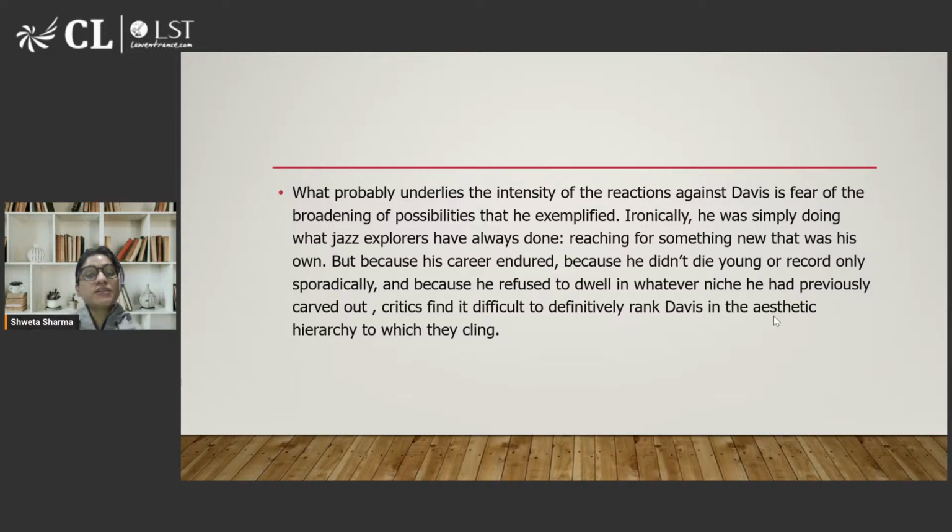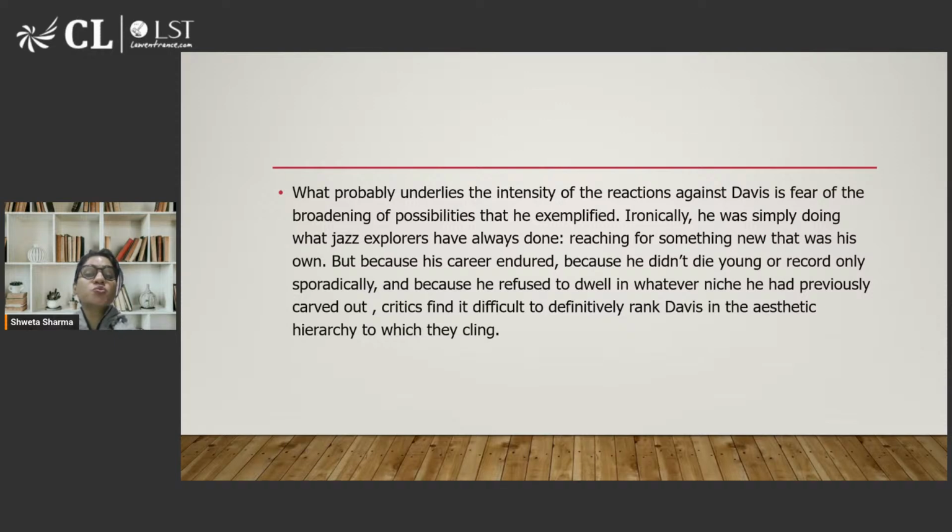So, what was the intensity of the reactions against Davis? Fear of the broadening of possibilities that was being exemplified. Ironically, he was simply doing what jazz explorers have always done, reaching for something new that was his own. But because his career endured, he was being criticized every time, and he was just enduring it. He had a lot of patience and he was just enduring all of it because he didn't die young or record only sporadically.